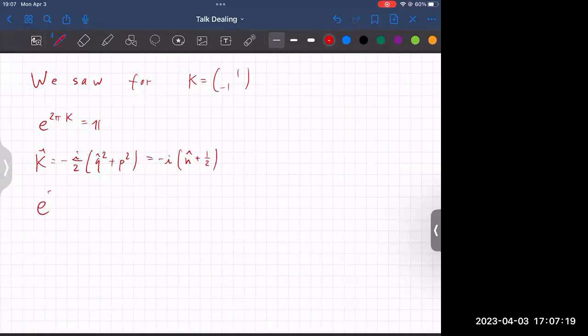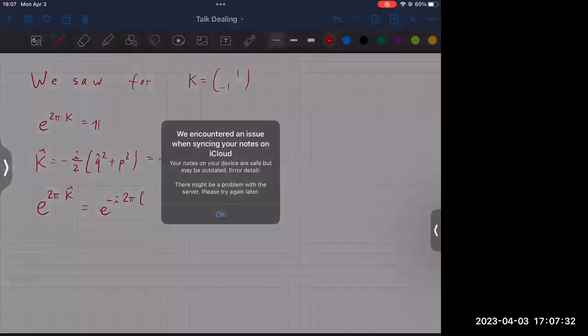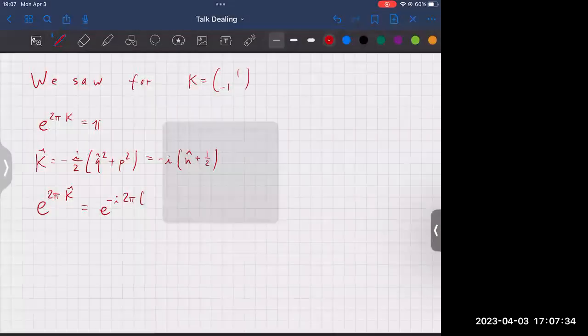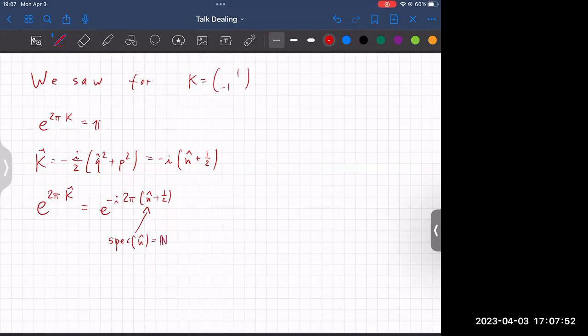What is e to the 2 pi times k? Well, this will be equal to e to the minus i 2 pi times n plus 1/2. Now, all the eigenvalues, the spectrum of n, is equal to the natural numbers starting from 0.